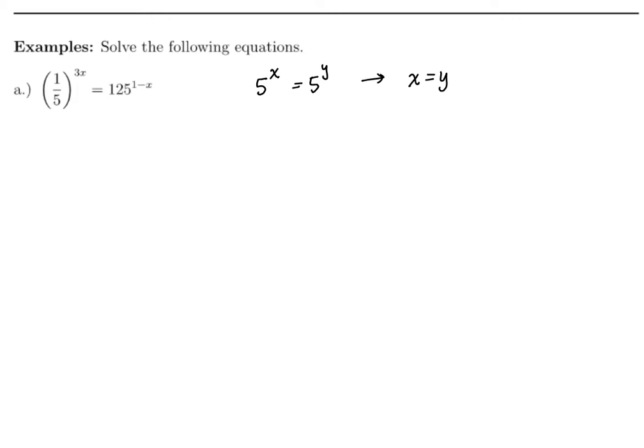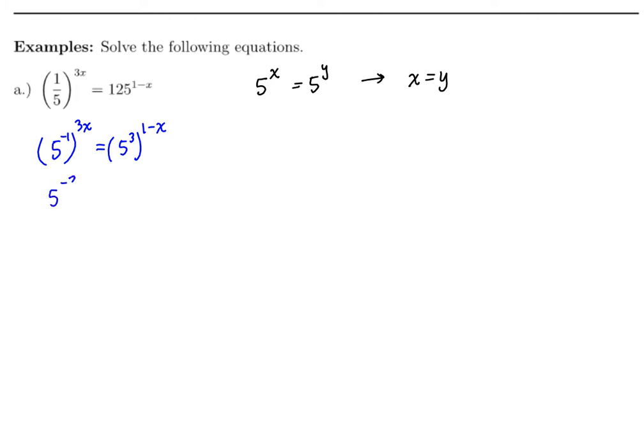So let's mess with 1 over 5 and see if we can't turn it into 5 to some power. For example, 1 over 5 is 5 to the minus 1, right? 5 to the minus 1 to the 3x equals, what's 125 as an exponent of 5? 125 is 5 cubed, to the 1 minus x. So now they both have a base of 5. We just need to clean up the exponents.